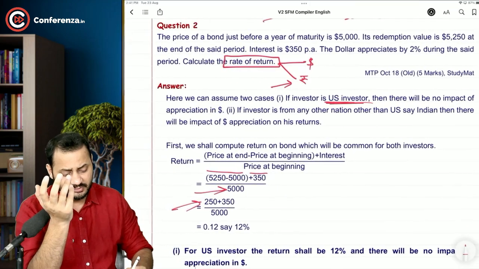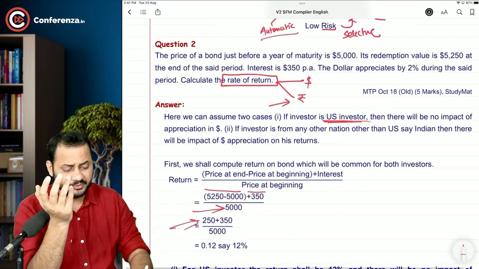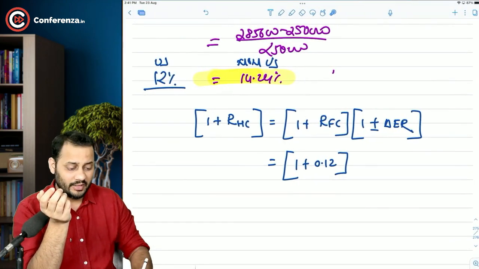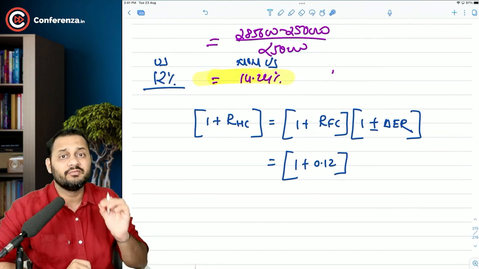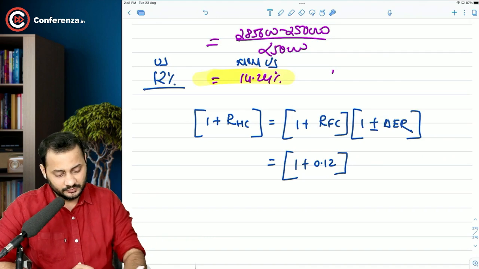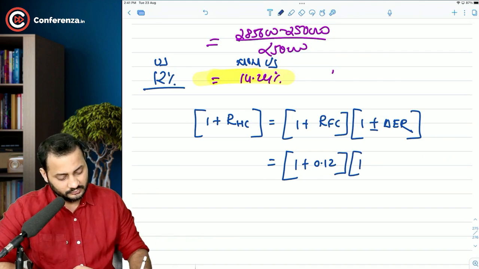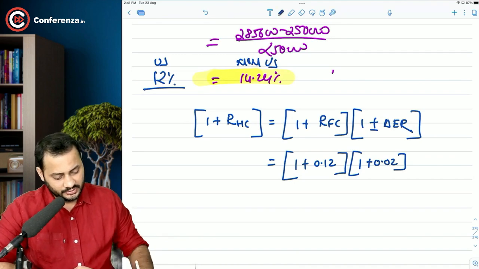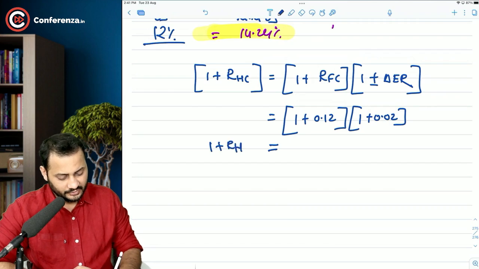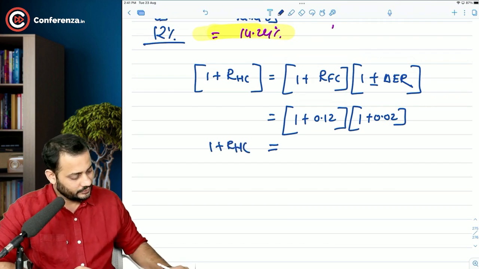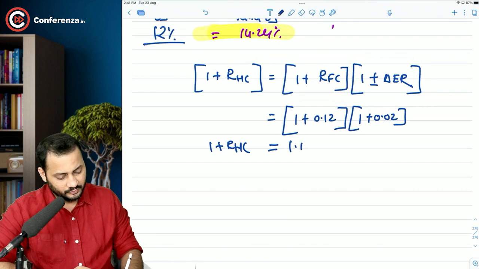This question might have been like this: if the dollar is depreciating by 2%, then you would have written 1 minus 0.02 if the depreciation is the case. So 1 plus 0.02. Am I right? So this is going to give you an answer. 1 plus return in home currency is equal to 1.12 into 1.02. That's 1.1424, and return in home currency is equal to 0.1424.